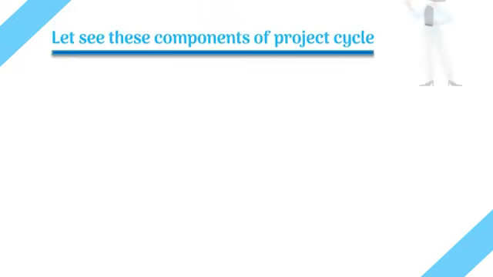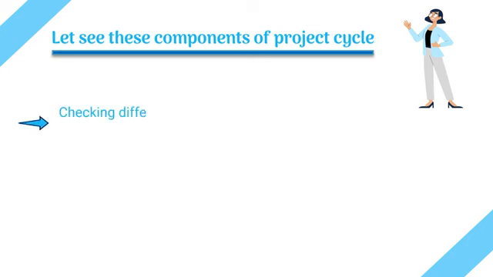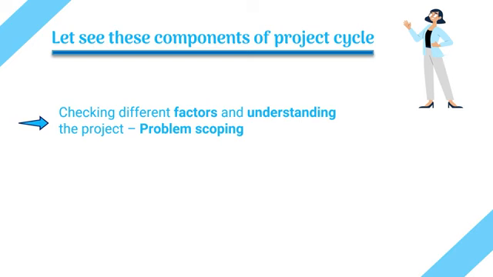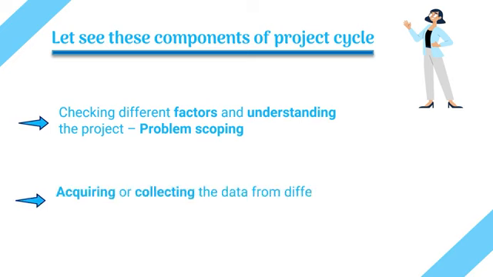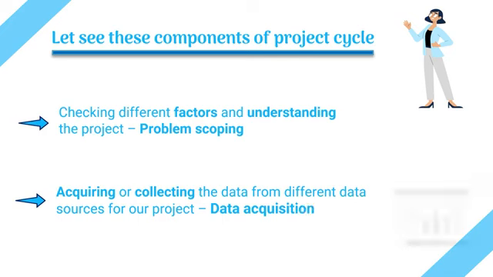Let's see how these components are used in creating a greeting card. In the first step, we are checking the different factors and understanding the project, or we can say we are scoping the project. This stage is called problem scoping, and in our case, the problem is creating the birthday card. In the next step, we are acquiring or collecting the data from different data sources for our project. This step is known as data acquisition, which deals with acquiring data for our project.